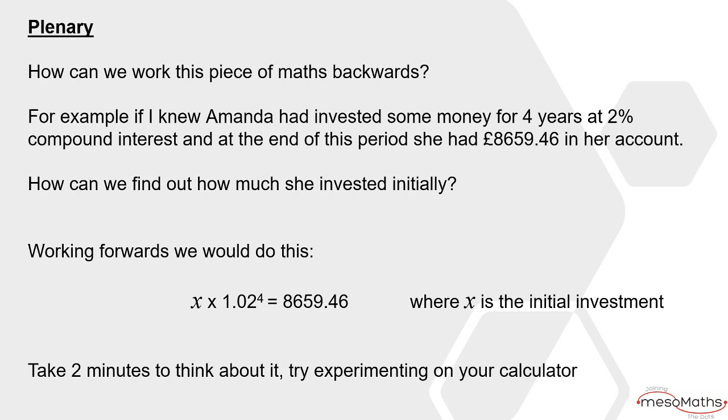So if we were going to work this out normally, we would start with our initial investment. Here I'm going to call it X because we don't know what it is. We would work out a multiplier. In this case, a 2% compound interest per annum is a multiplier of 1.02, and the investment was over a period of 4 years, so 1.02 to the power of 4, and we know the answer is £8,659.46. So I'm going to set the timer off for 2 minutes, have a play around on your calculator, try working it out on your piece of paper, and then we'll go through it in a minute.